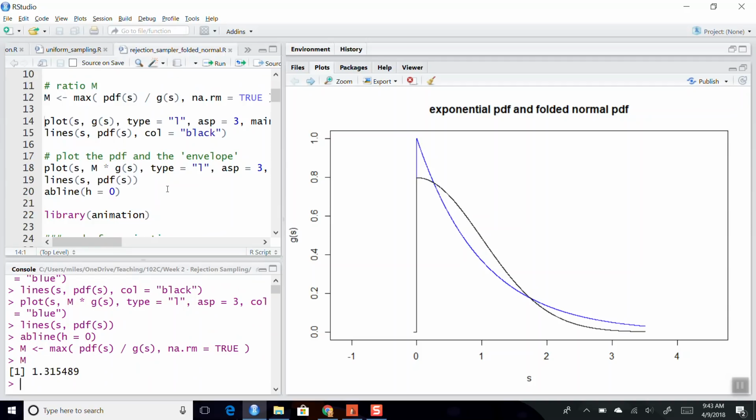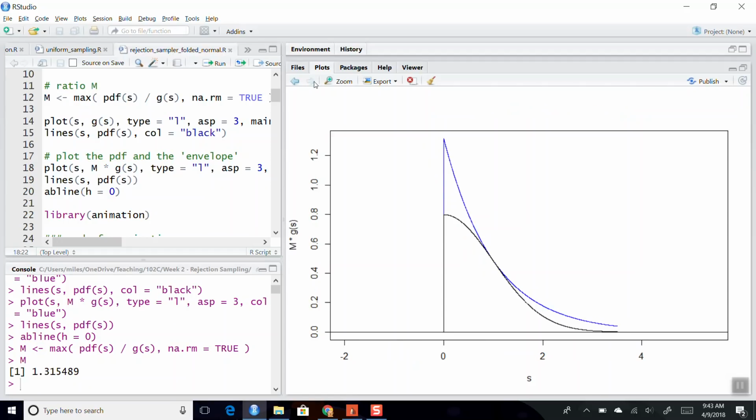But anyway, when I plot this and multiply it, this is what I get. Okay, and this is going to work the same. We are going to propose values according to the blue, the exponential distribution, and we can just use the inverse CDF. That's very easy for the exponential distribution. It's just negative the log of some random value u.